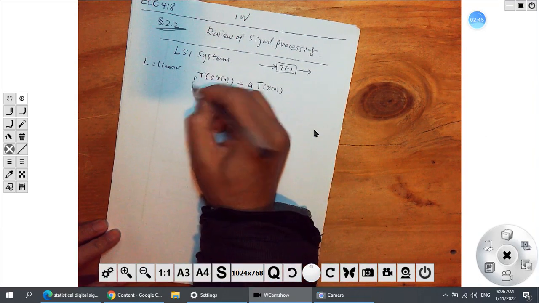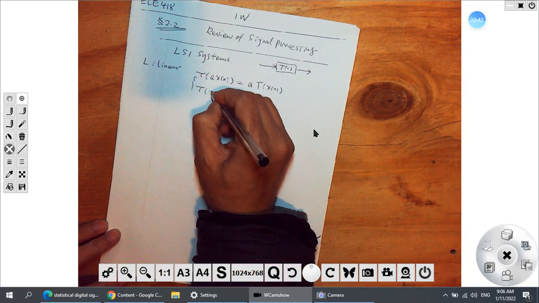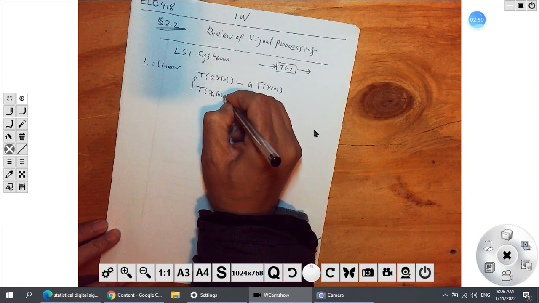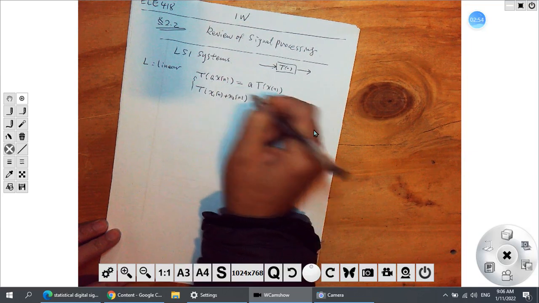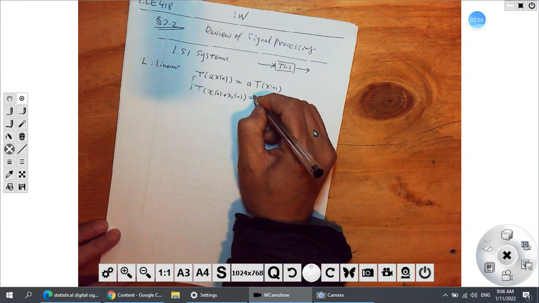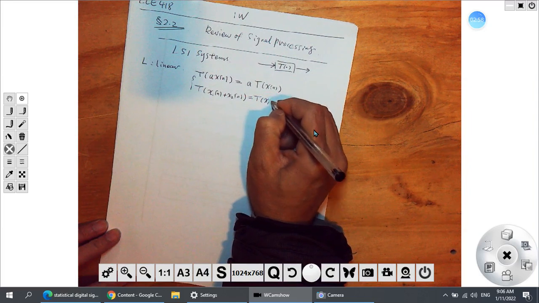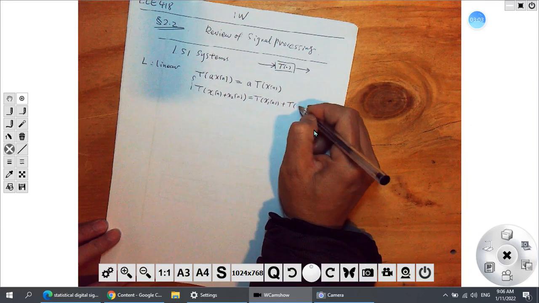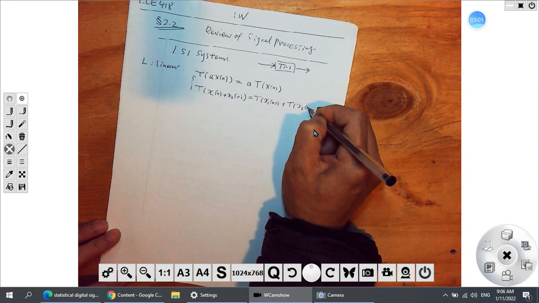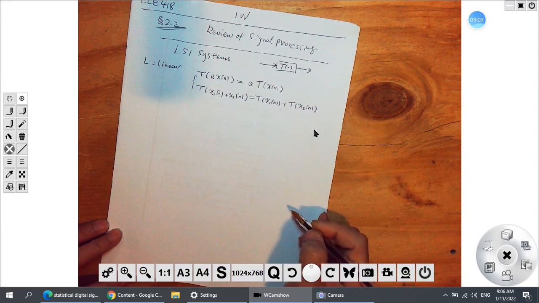And the second thing is, if you have two signals as the input, and you add the two signals together as the input, then this will equal the output when the input is the first signal plus the output when the input is the second signal. So this means linear.